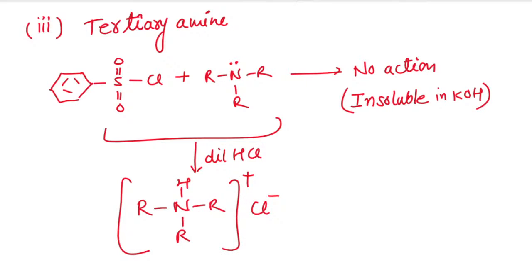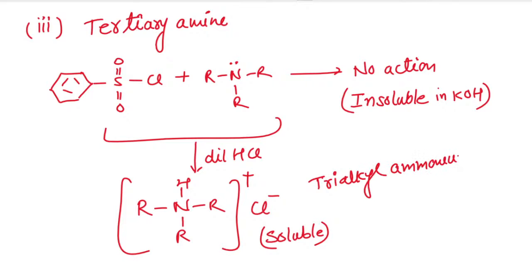That is, a clear solution is formed. See, this is obviously soluble because a salt is formed. So this is trialkyl ammonium chloride. Right?